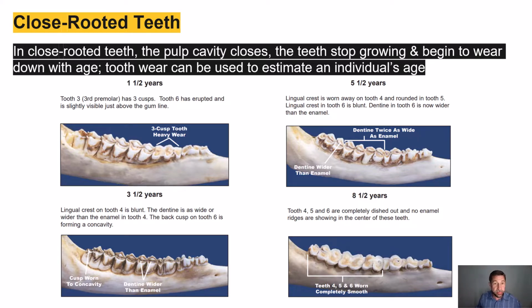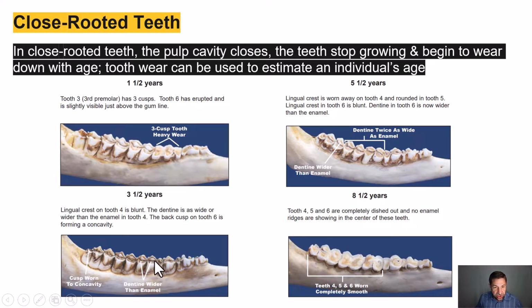So, for example, by 1.5 years of age, you can see here this third premolar of the white-tailed deer is already showing some heavy wear. Also, this is tooth 6. It has just erupted. By 3.5 years of age, the dentine is really showing.